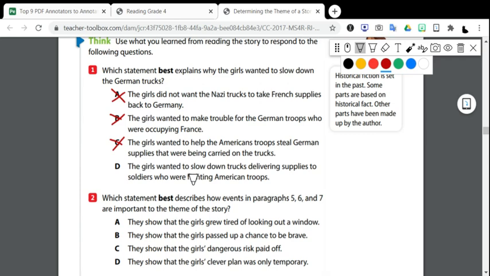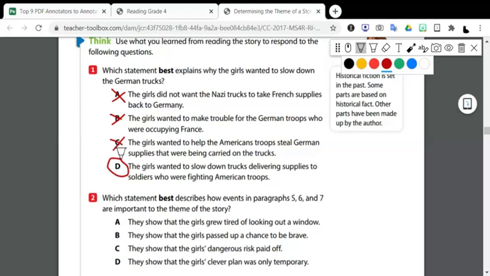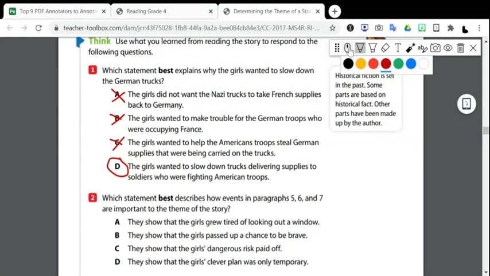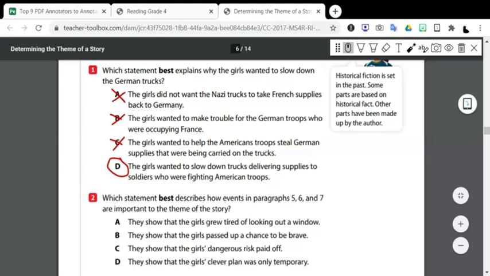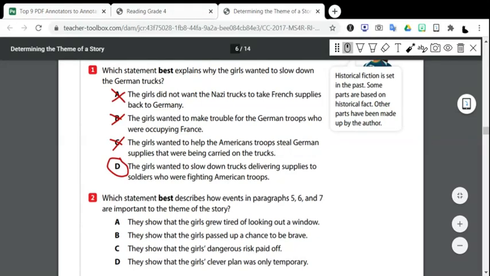B, the girls wanted to make trouble for the German troops who were occupying France. Now, when I went back and I looked at my story, I thought, well, throwing tacks in the road is making trouble for the German troops. However, this part says the girls wanted to make trouble. And I'm thinking, no, that was not their intention. Their intention was not just to make trouble. They had a very specific purpose in mind when they threw those tacks on the street. And it wasn't just making trouble. So I'm going to eliminate this answer choice.